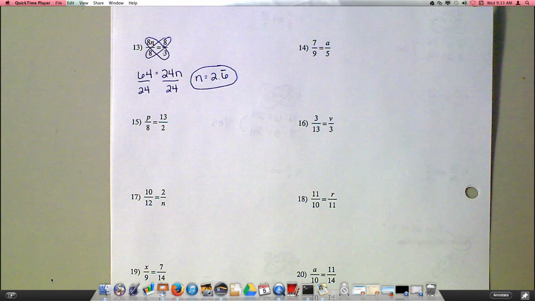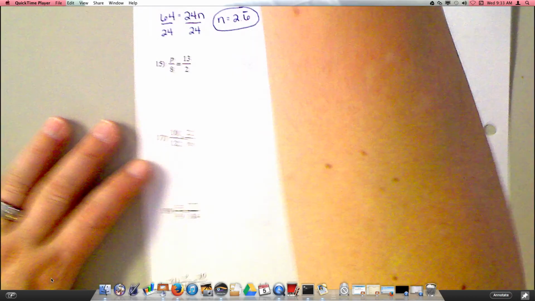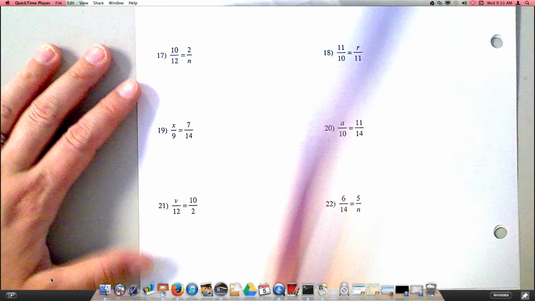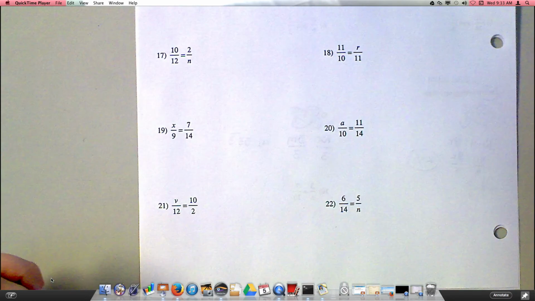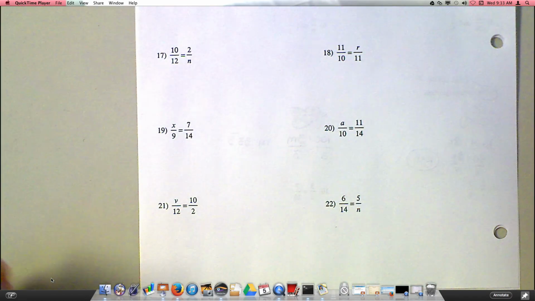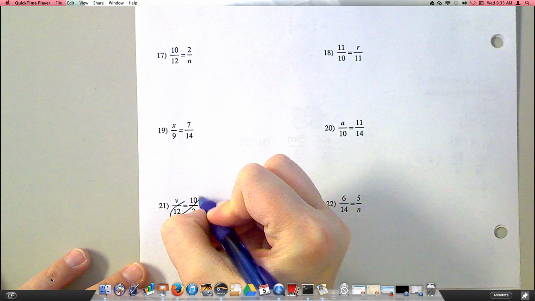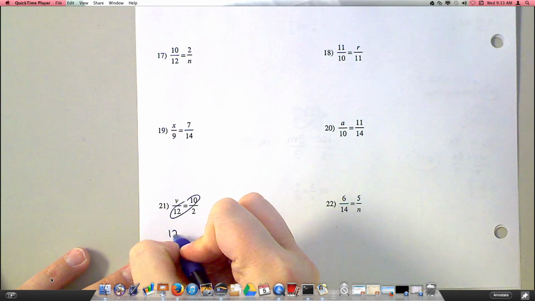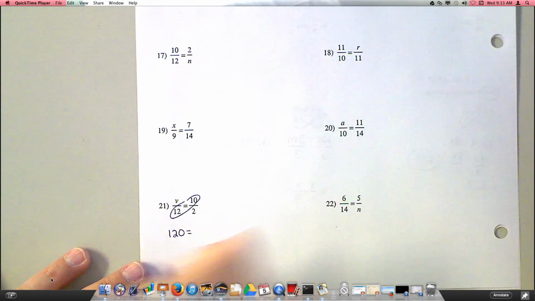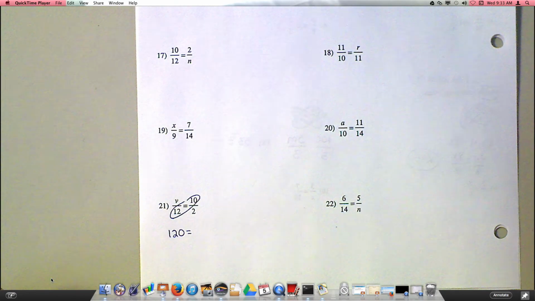Somebody pick one more from this page. Ben. Number 21. Okay. V over 12 equals 10 over 2. So which two numbers am I going to multiply? Alex, which two numbers am I going to multiply first? Okay, so let's do 10 and 12, which is 120. And then I would say that that equals what? Jared, what do you think? What would that equal? 2V.